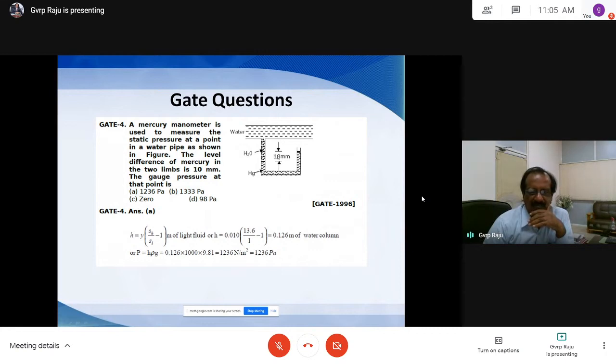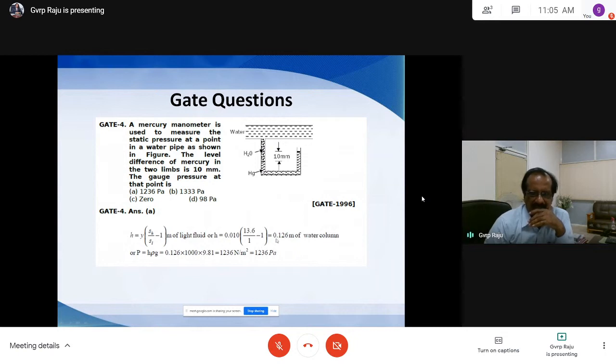So convert 10 mm into meters here, 0.010 meters. Specific gravity of the mercury is 13.6 by 1, for water minus 1. So this is 12.6 into 0.010. This is equivalent to 0.126 meters of water column. Then he has asked to find out pressure. So this is head. Need to convert this into pressure.